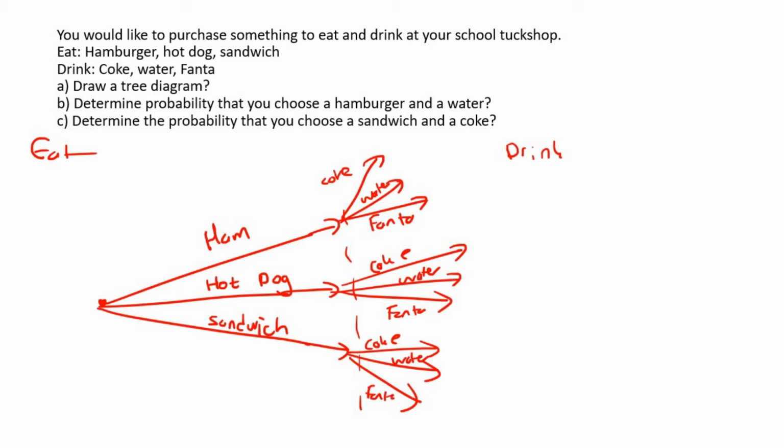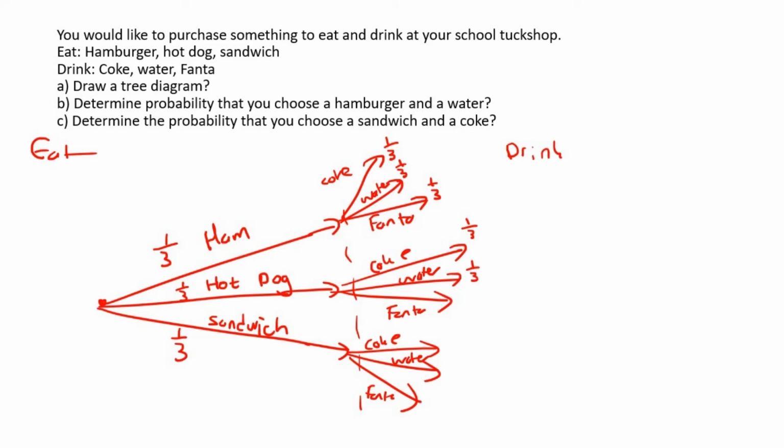Okay, now we're supposed to go put all the probabilities. So if you want to choose your food to eat, there's 3 options here. So there's 1 out of 3 chances that you would choose the hamburger, 1 out of 3 for the hot dog, and then 1 out of 3 for the sandwich. Now, for the Coke, water, Fanta, well, there's 3 of those, so there's a 1 out of 3 chance for each of those. It's not always going to be the same number.